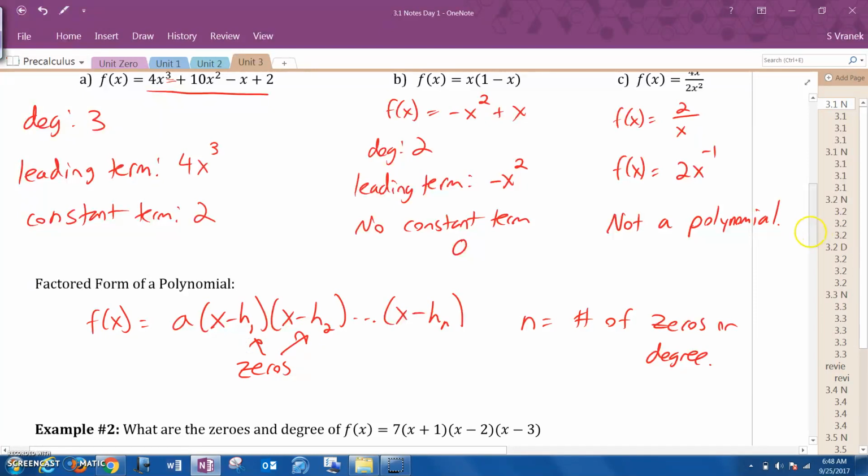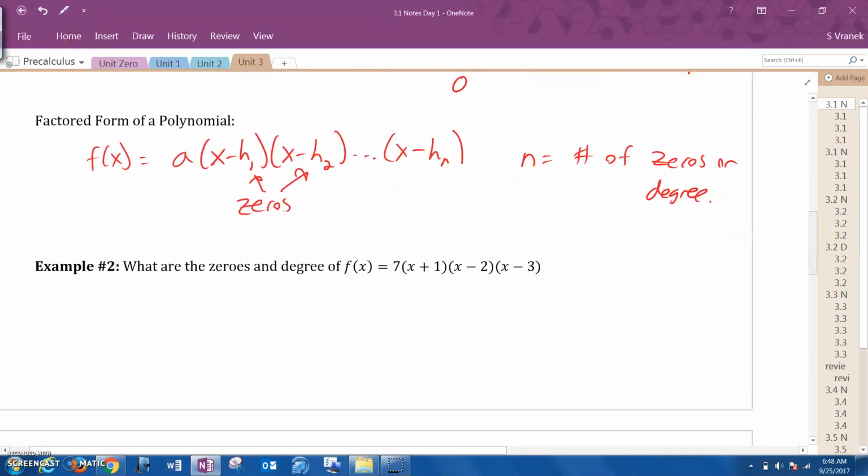Okay? So if we look at this next problem here, it says what are the zeros and degree of f of x given? So we look at this. I have 1, 2, 3 x's with no extra powers. So I'd say the degree is 3. Because if you would multiply that all out, you'd have x cubed. And then the zeros are negative 1, 2, and 3. It's what makes each one 0. To get those, you just set each piece equal to 0.